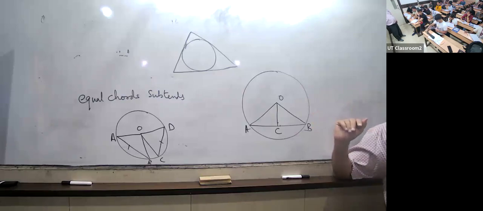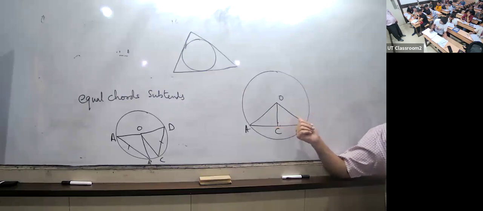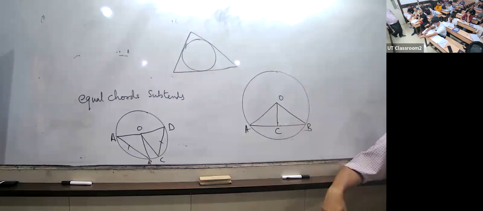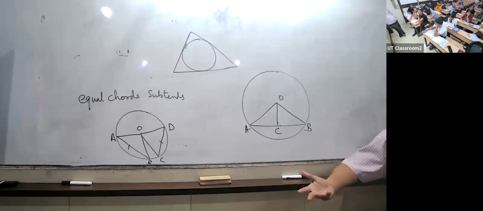AB is the chord and OC bisects AB, so AC and CB are equal. Therefore, OC is perpendicular to AB. Can you prove it? Now, stand up. Which two triangles are congruent? AOC and BOC. Prove they are congruent. Where is the 90 degrees? You have to prove 90 degrees.